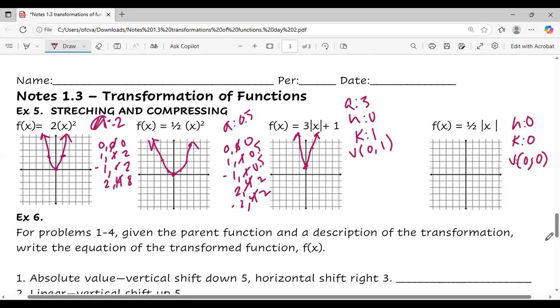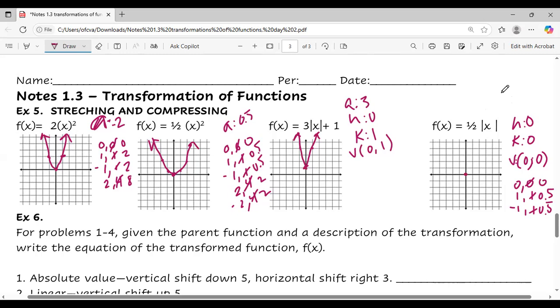So the vertex is at 0, 0, but you have an A value of half. So you can think of, for example, the parent table: 0, 0, 1, 1, negative 1, 1. Multiply each of your y values by 0.5. So this is 0, 0.5, 0.5. Or you can think of this as a slope of 0.5 over 1. So for every one whole unit you move on the x, you're only moving half a unit on the y.